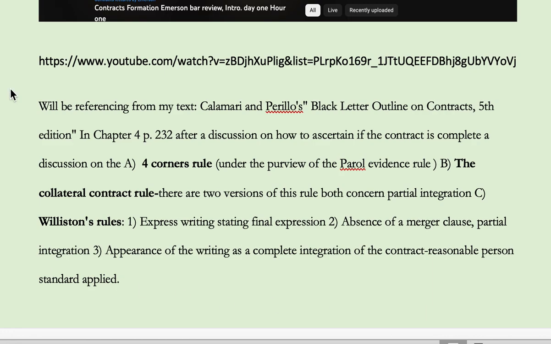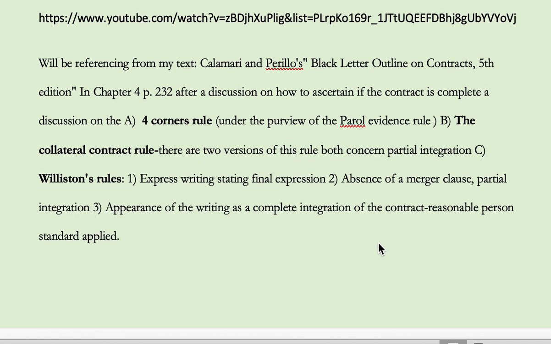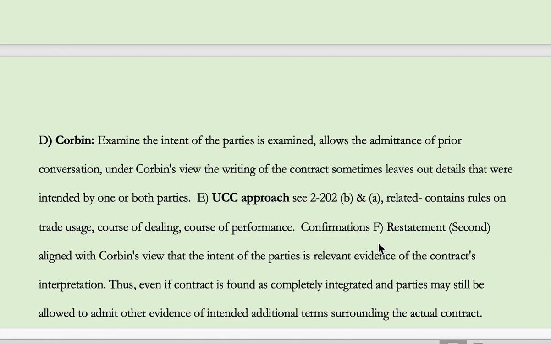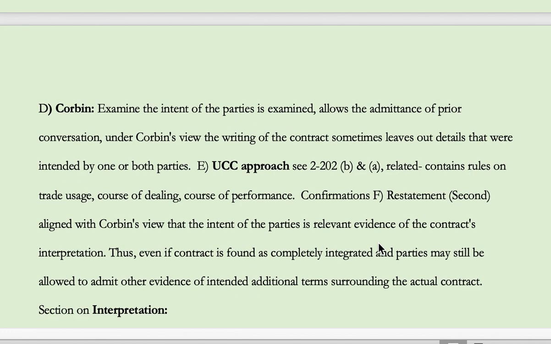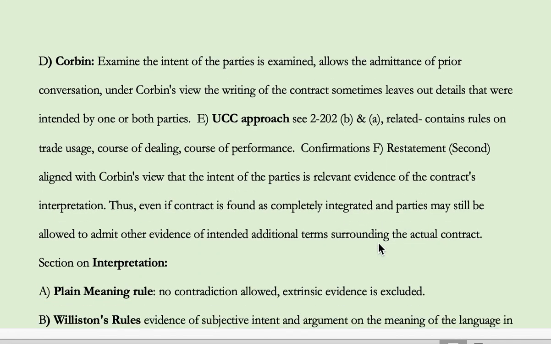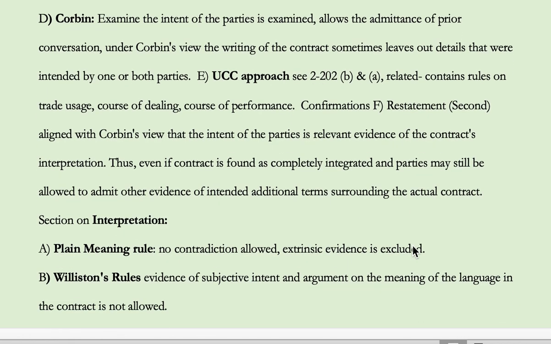And I've taken some quick notes on what I pulled out of there. Now, what I was looking up was the Williston and the Corbin rules that Emerson just briefly said a couple of sentences on. Because for some reason, it didn't really hit me entirely until watching this video a second time.